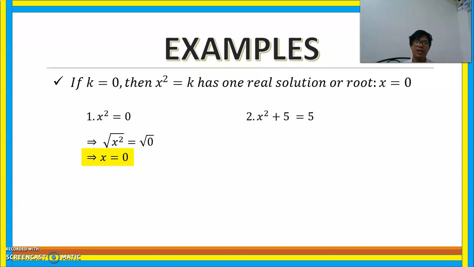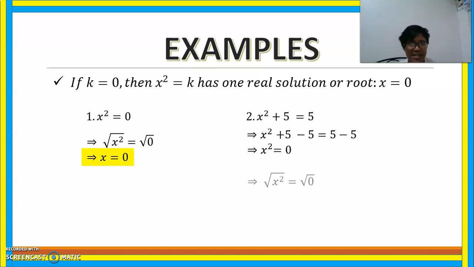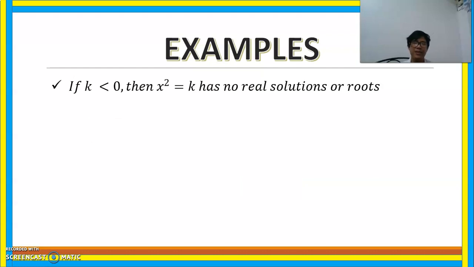Another example, what if the equation is like this? x squared plus 5 equals 5. First, let us combine the similar terms by applying SPE, by subtracting both sides by 5. So therefore, we have x squared equals 0. Since x squared equals 0, the answer is still 0. Now, let us proceed to the third property.